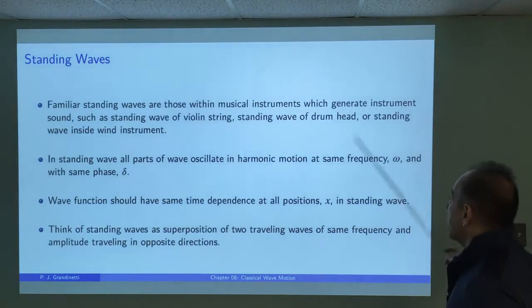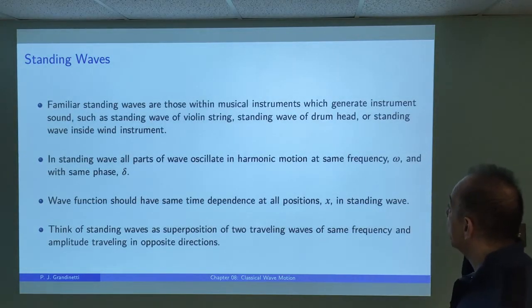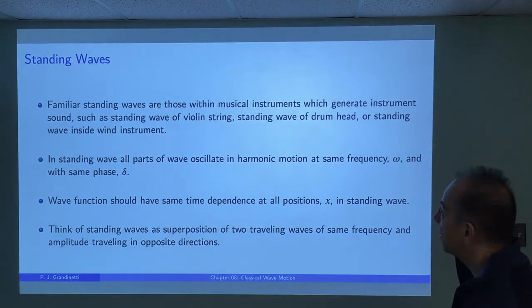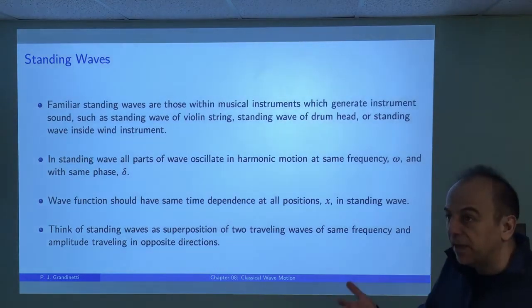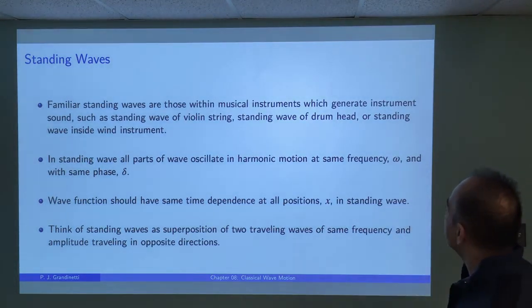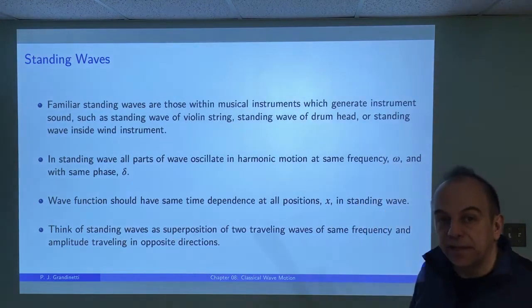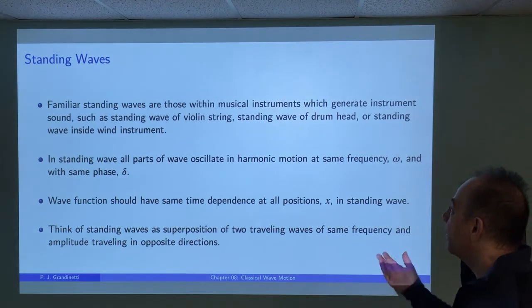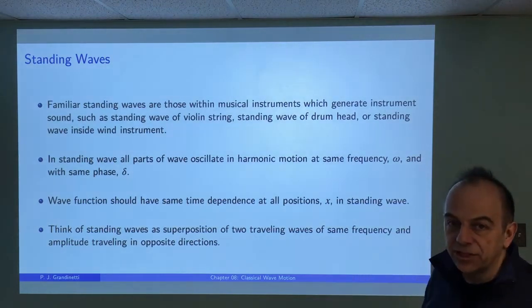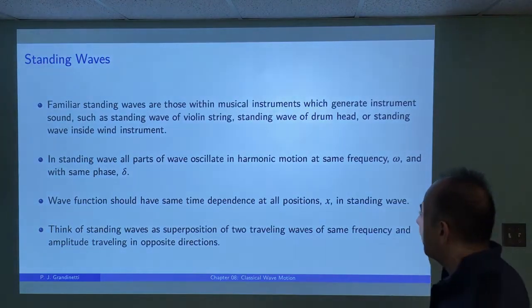Now, pretty much, when we look at any musical instrument, there's some set of boundary conditions that are in play that allow that instrument to have the properties that it has. So whether you're talking about a violin string or a drum head or a wind instrument like a flute or an organ pipe, there's some kind of boundary conditions that are going to create these standing wave patterns.